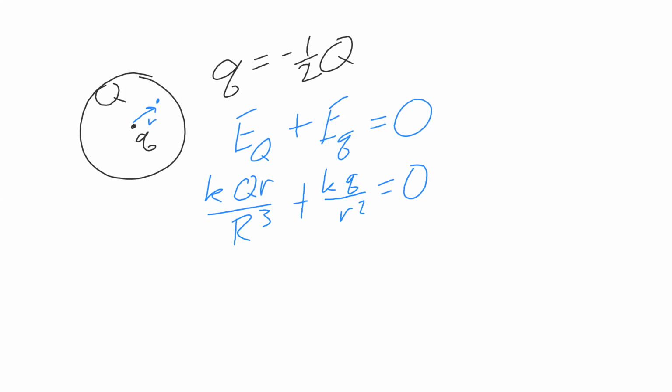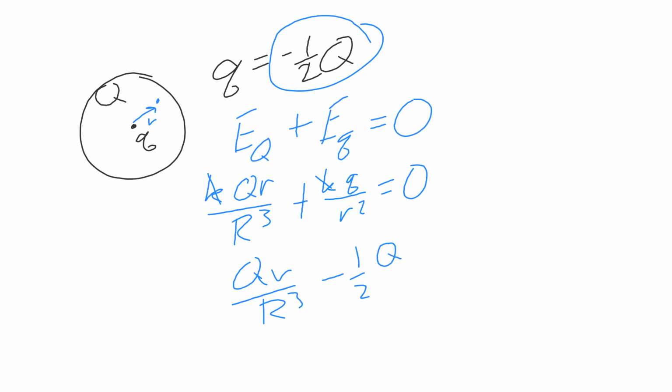The last thing that I would do here is replace little q with -1/2 big Q. And I could also cancel out a couple things at least. I could cancel out my k's here. So my first term is big Q times little r over big R cubed. And then I have -1/2 big Q on little r squared. And this is equal to 0.